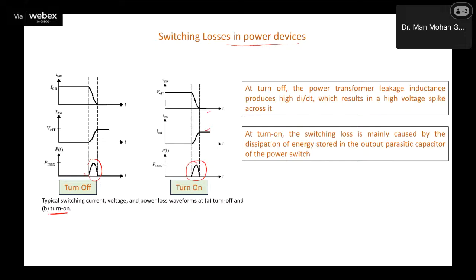Now our aim is to mitigate that. So there are two ways to do this. One is called zero voltage switching, ZVS, and the other ZCS, zero current switching. Two techniques are there. Zero voltage switching.